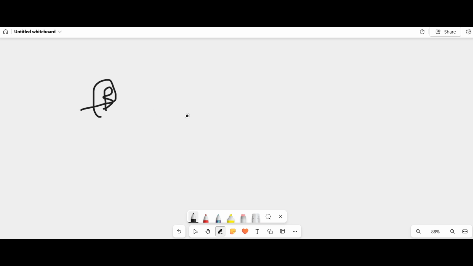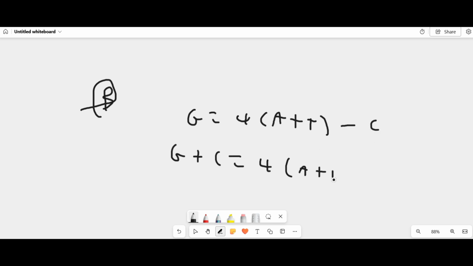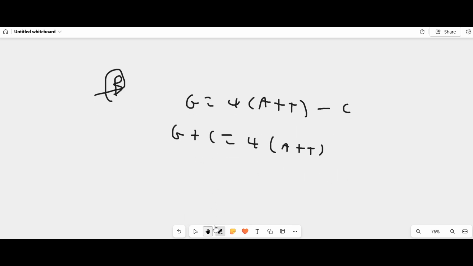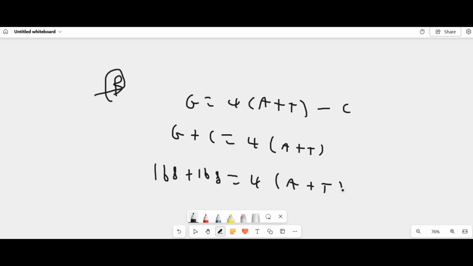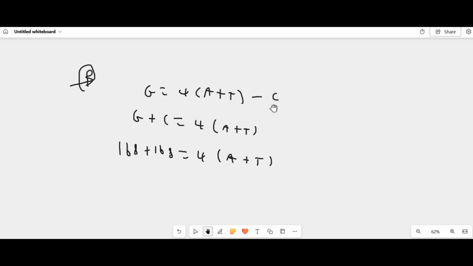So that means G plus C is equal to 4 times (A plus T). Bringing C to the other side, you get G plus C equals 4(A plus T). Now that means 168 plus 168 is equal to 4(A plus T). By the way, the reason they're both 168 is because guanine bonds to cytosine. If there's one guanine, there's one cytosine. If there's two guanine, two cytosine.